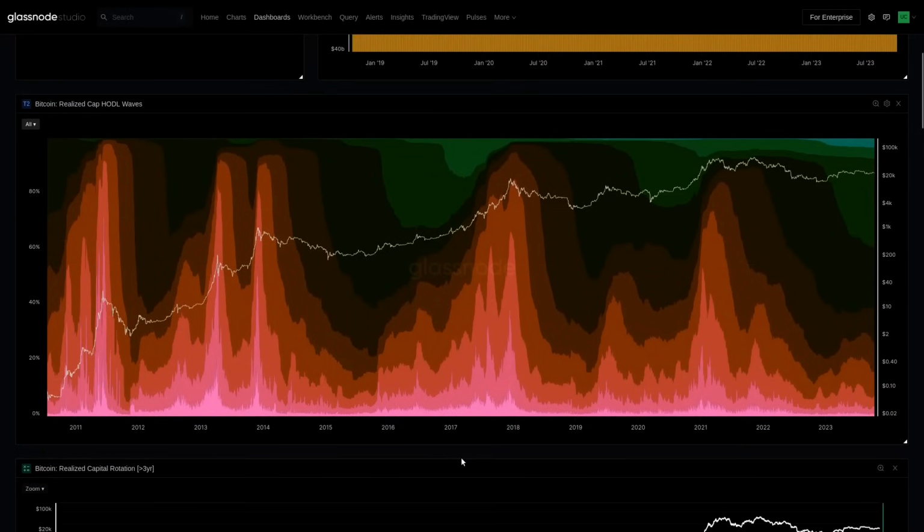Now, the realized cap HODL waves are, for me personally, one of my favorite metrics. They're really, really powerful. You may have seen the HODL waves before. The HODL waves in their standard format look at the total supply broken down by age bands. Now, in the warmer colors down the bottom here, these are very young coins that transacted in the last day, week, month, 3 months. That's the story.